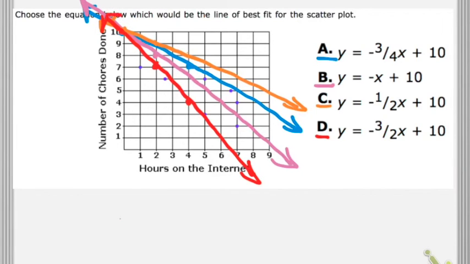As we graph every single one of our lines, at this point, it should be clear to us that the line that actually remains through the center of all our points is going to be B. B is our answer.